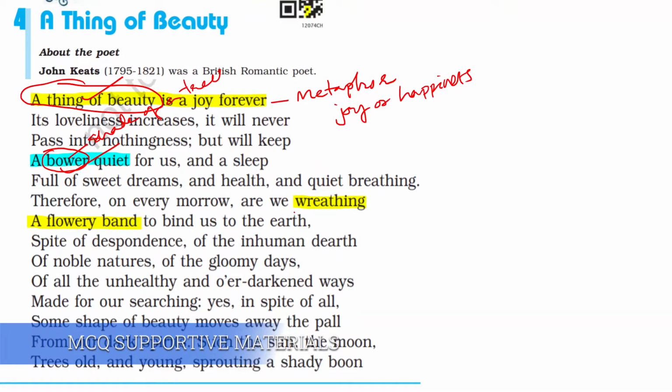So it's a metaphor. Next is wreathing a flowery band. This is also a metaphor. It's a metaphor for life. How? Because the beautiful things bind us to the earth. So, it is represented here as a wreathing flowery band. It's a metaphor.